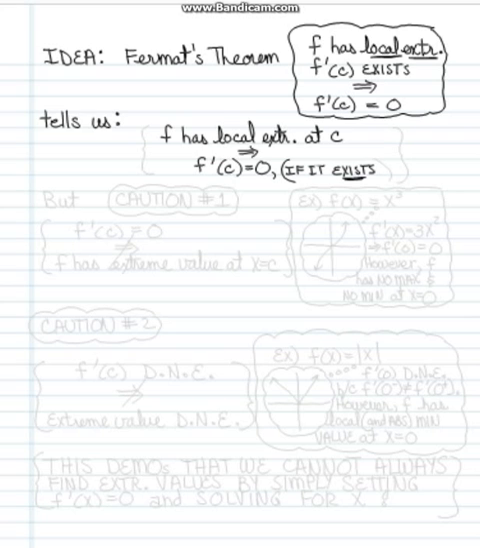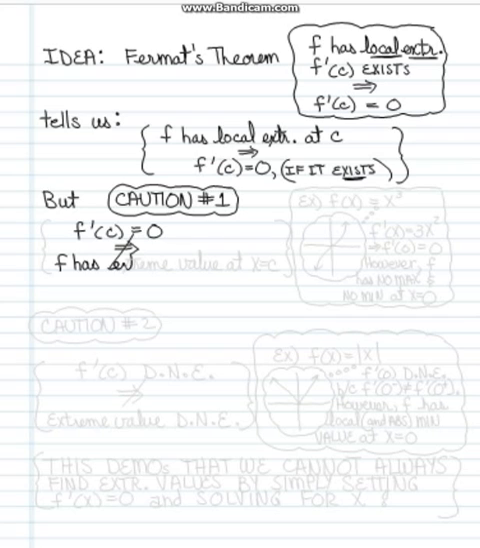Okay, so c has a special name. It's a critical number. We're going to talk about that later. But I want to caution you about two things. Caution number one, and that is, if you know that f prime of c is equal to 0, that does not necessarily imply that f has an extreme value at x equals c. So don't make that mistake. That's not what's being said here.